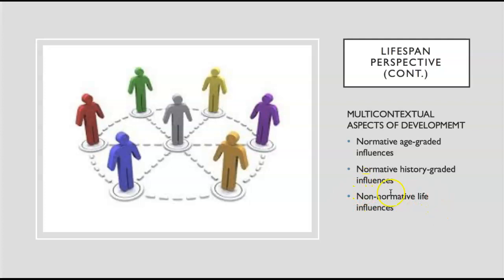And then finally, we have the non-normative life influences. These are unusual occurrences that may be specific to an individual that have a major impact on the individual's life. These are the events that don't happen to everyone, but when they do happen, there's different ways that they can affect the person. So for example, a death of a parent when a child is very young can be an example of a non-normative life influence.